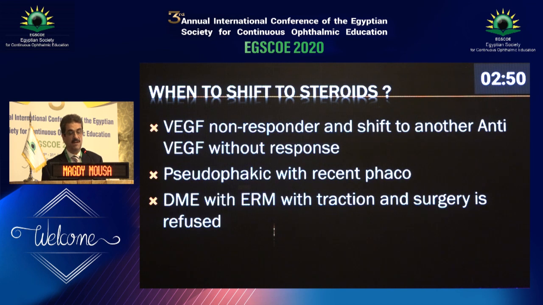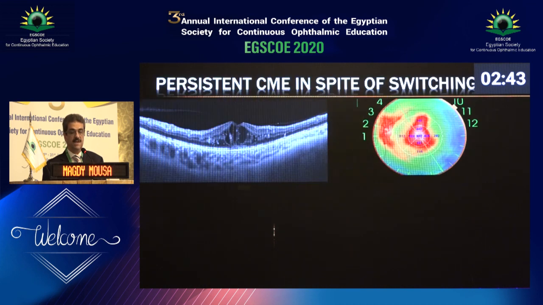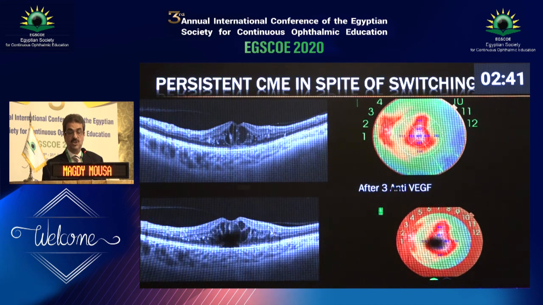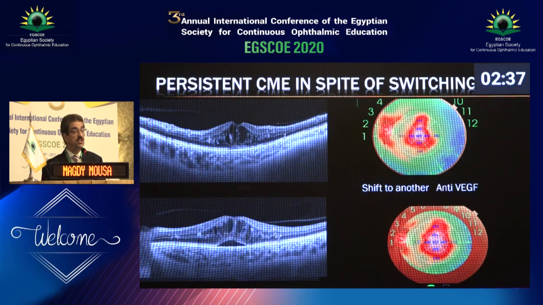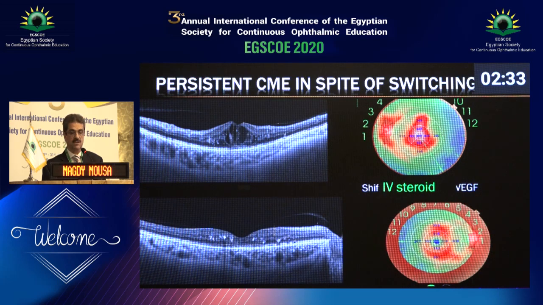And when to shift to steroids, we have specific indications. Non-responder after shifting to another anti-VEGF, pseudophakic when started by steroids, and diabetic macular edema sometimes with epiretinal membrane, which we're afraid to increase the thickness. So this is a patient with multiple injections, 3 anti-VEGF. We shifted to another anti-VEGF. The edema is progressing, and we shifted to steroids, and we get a very good result.